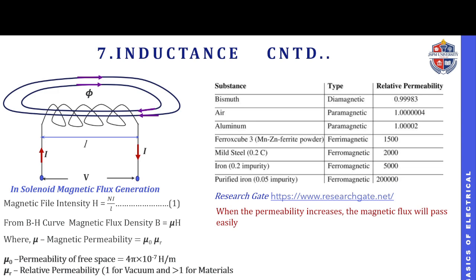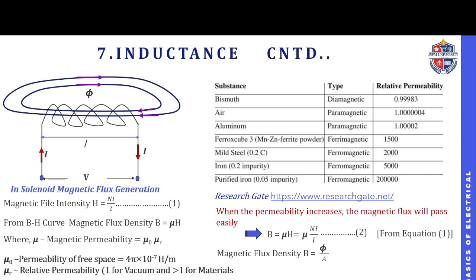So from equation 1, we know that already B is equal to mu into H. Equation 1 has already given the value of H, so we can substitute here, B is equal to mu into N into I divided by L. Then magnetic flux density is nothing but magnetic flux per area.